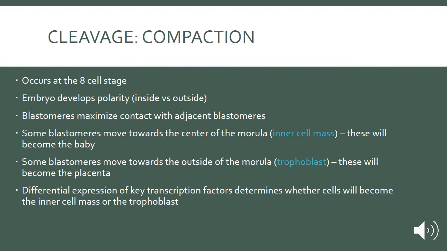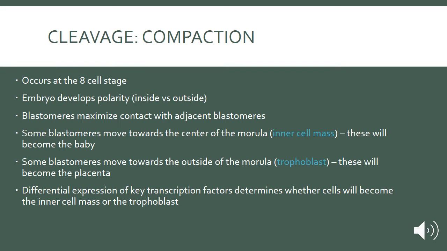That comes from the Latin word morum for raspberry, and it does look a little bit like a raspberry. Now, once a zygote reaches the 8-cell stage, the embryo starts to develop a polarity, so it starts to have an inside and an outside. Before, it was just a ball of cells. And that process starts when the blastomeres start to try and maximize the contact that they have with the blastomere next to them.